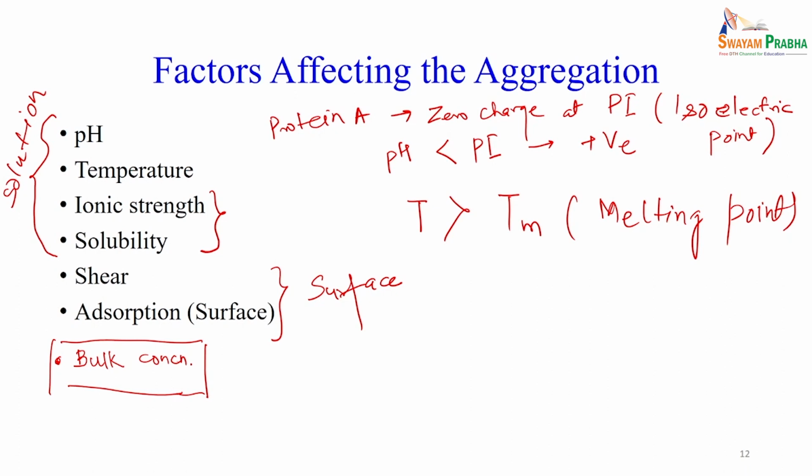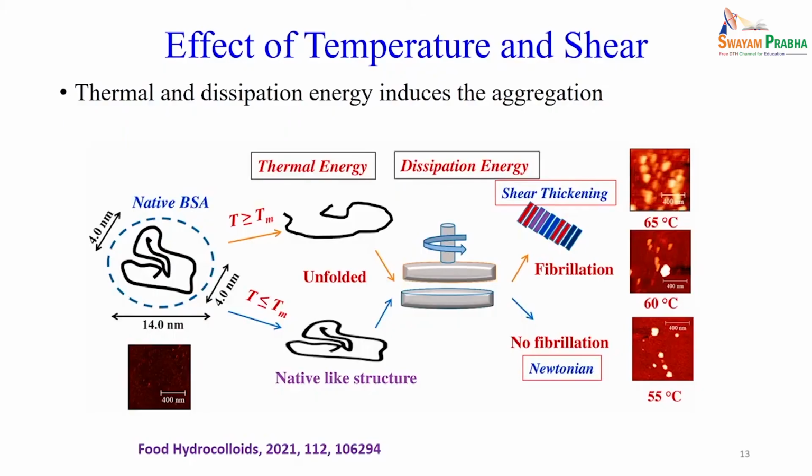But in an in vitro experiment, if you vary the concentration of a protein, with an increase in the concentration there will also be molecular crowding, and that molecular crowding can also induce protein-protein interactions, which may lead to the aggregation of a protein. So, here I have listed one recent study where the effect of temperature as well as the shear was studied.